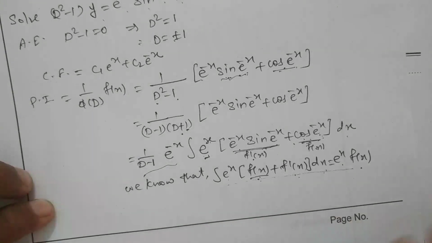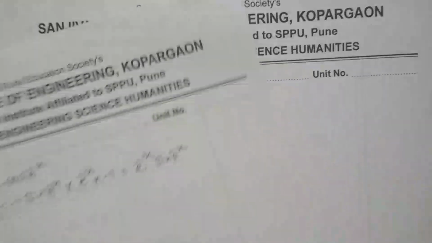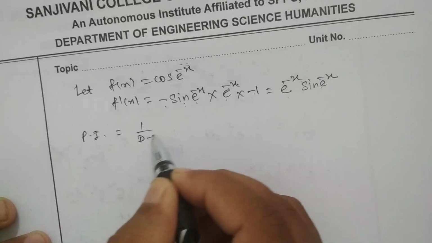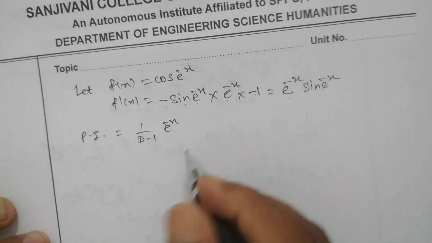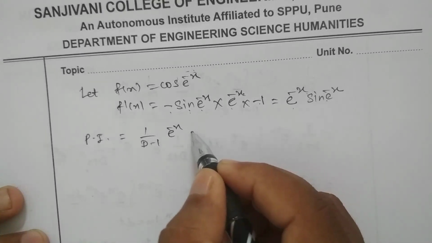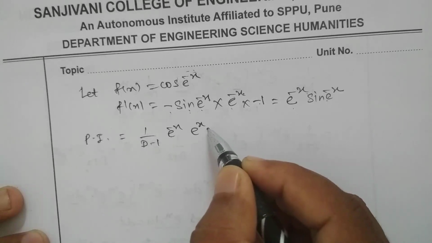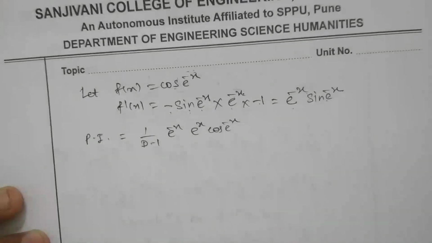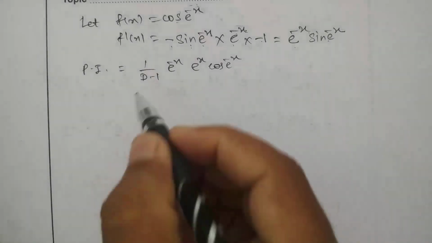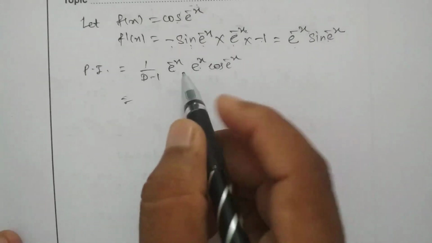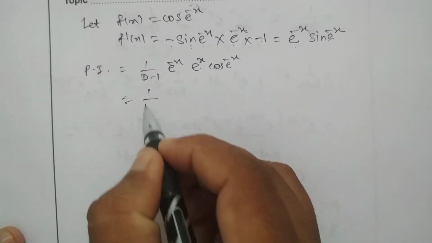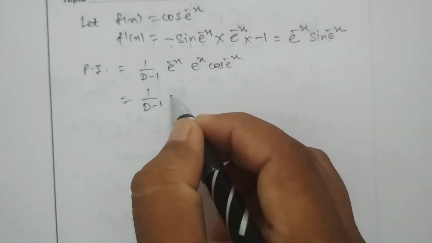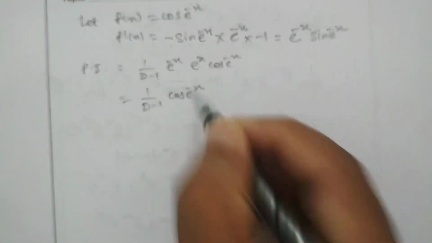So the first two terms stay as they are: 1 upon D minus 1 into e raised to minus x, PI, is equal to 1 upon D minus 1 into e raised to minus x. And the integration gives e raised to x into f of x, where f of x is cos of e raised to minus x. So e raised to minus x and e raised to x multiply to 1. So we will get 1 upon D minus 1 into cos of e raised to minus x.